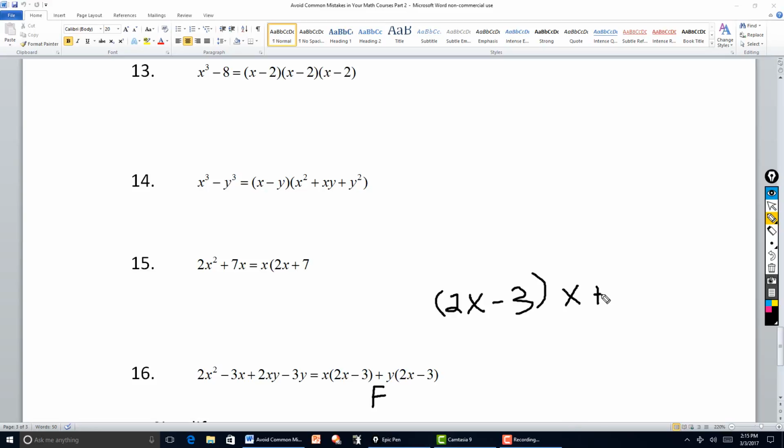But don't leave your answer like that, because that would be incorrect. You have to put the parentheses here, because then this multiplies the whole thing, not just the x. Okay, if I leave out the parentheses, the 2x minus 3 only multiplies the x, and that's not going to give you the original answer. So the complete factorization for this is 2x minus 3 times x plus y. Clear this.